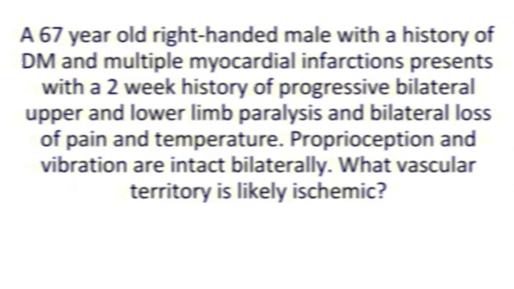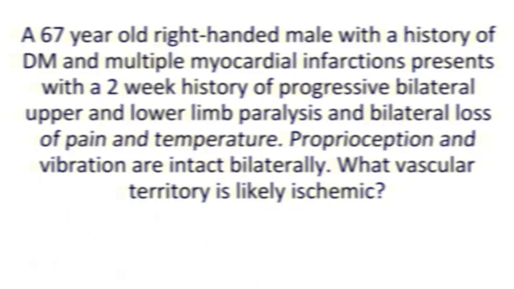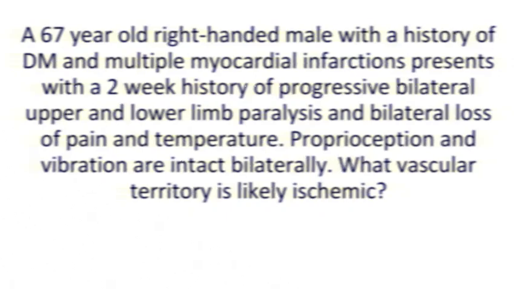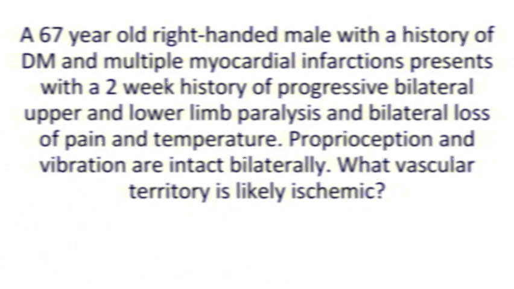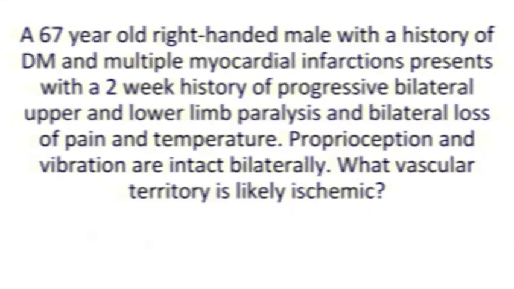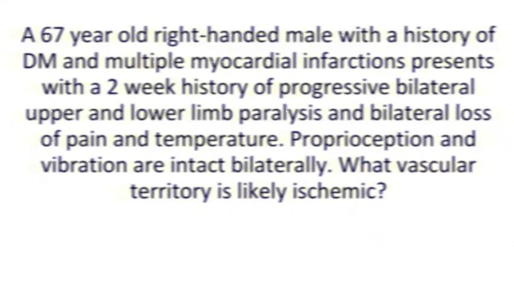A 67-year-old right-handed male with a history of diabetes mellitus and multiple myocardial infarctions presents with a 2-week history of progressive bilateral upper and lower limb paralysis and bilateral loss of pain and temperature. Proprioception and vibration are intact bilaterally. What vascular territory is likely ischemic?